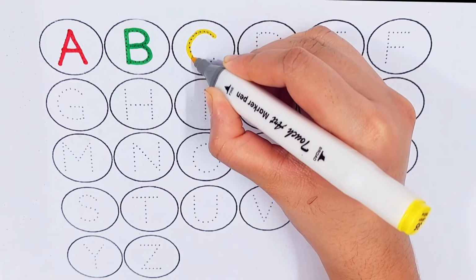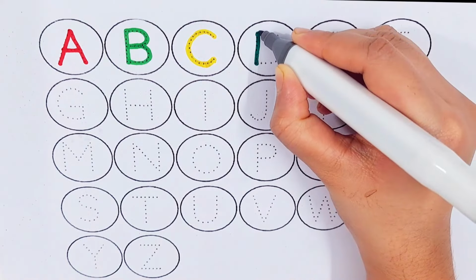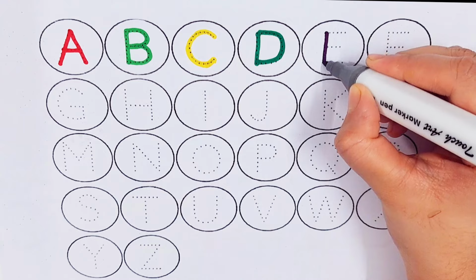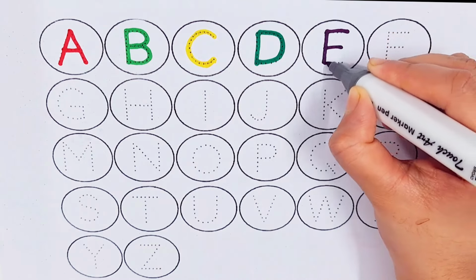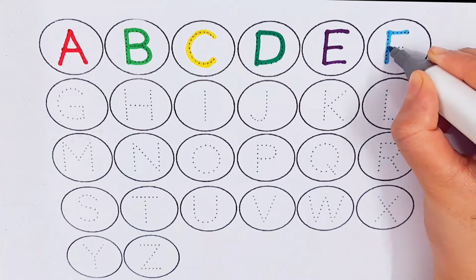C. C for candy. D. D for dress. E. E for egg. F. F for fish.